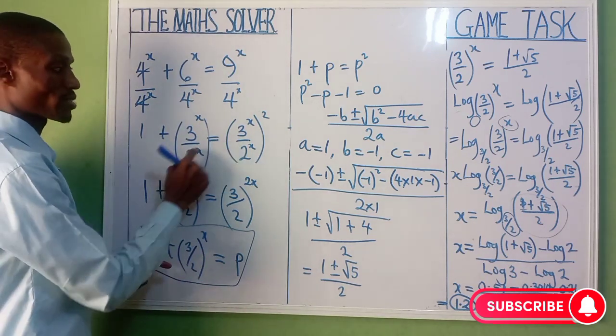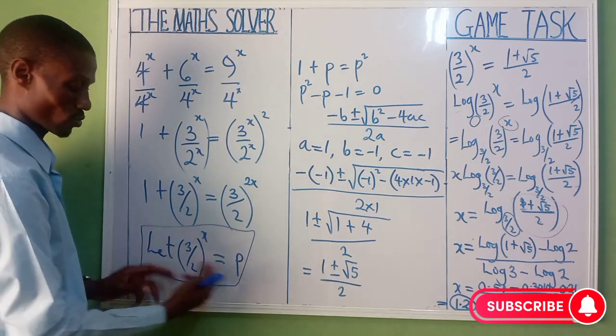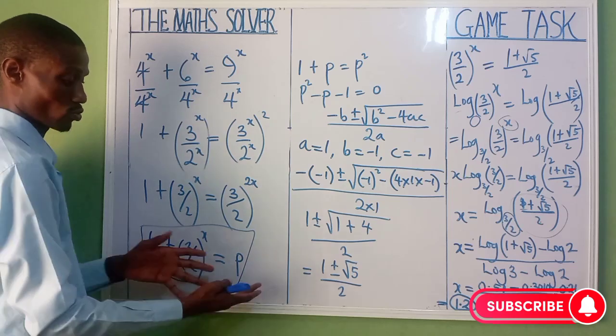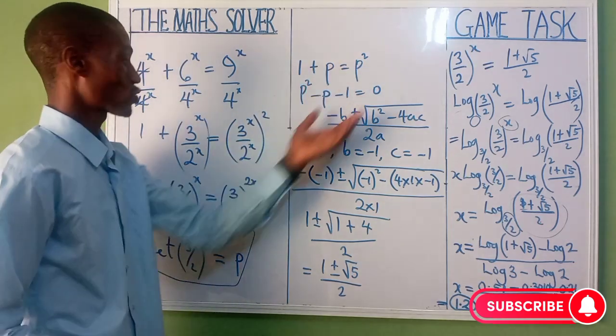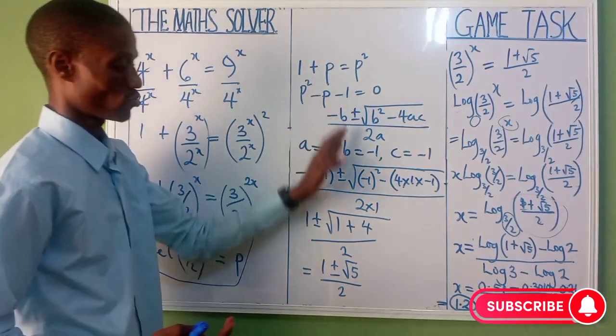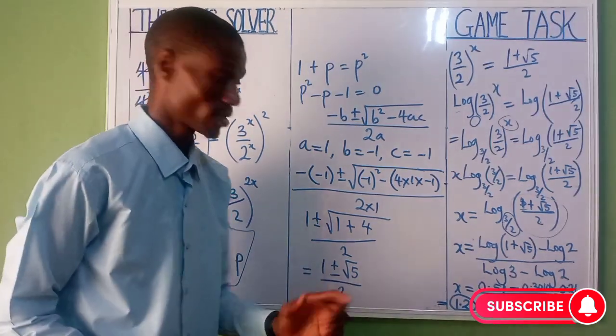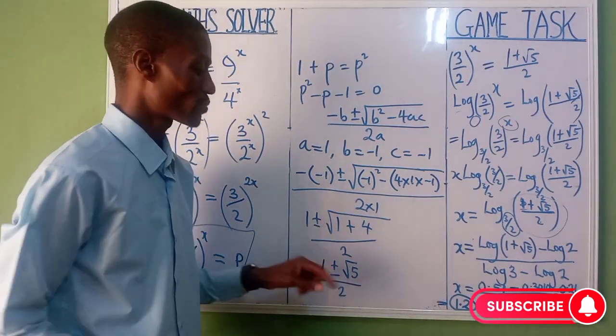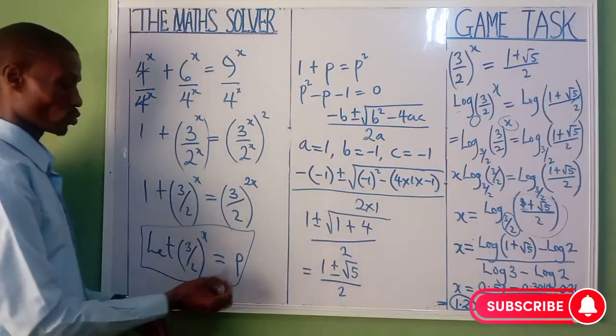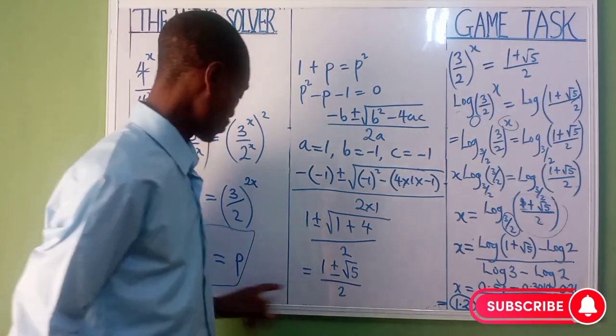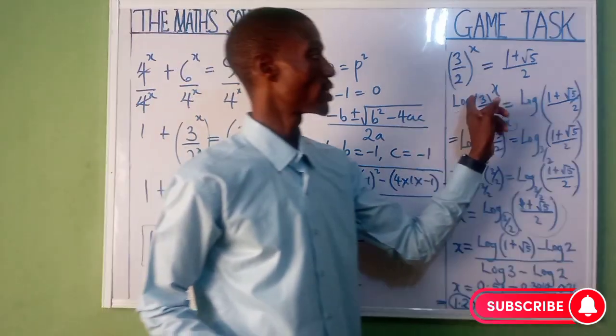That's it, because we have the same thing here now, same thing here. So you say let 3 over 2 to the power x equal to p. By the time you substitute it back, it will lead to a quadratic equation. As soon as you get your quadratic equation, that's the first step. Then to return it back, you will introduce logarithm.